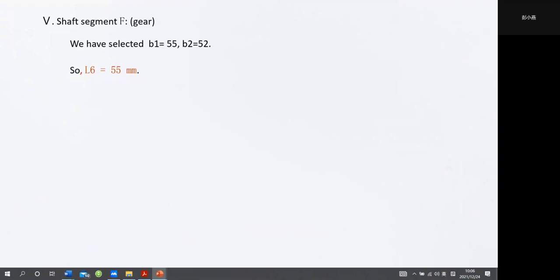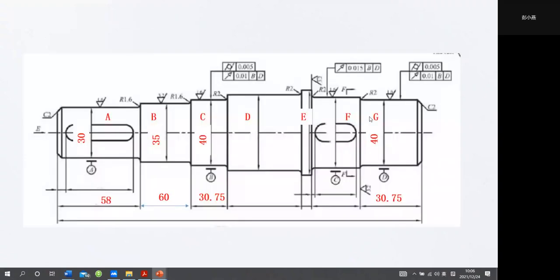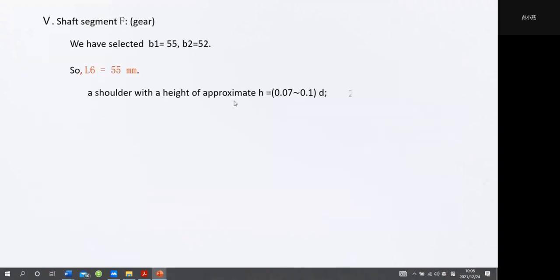Okay. So there is a shoulder. There is a shoulder too. We consider the height of the shoulder should be 2.824 millimeter, and we choose the shoulder height h as 3.5.